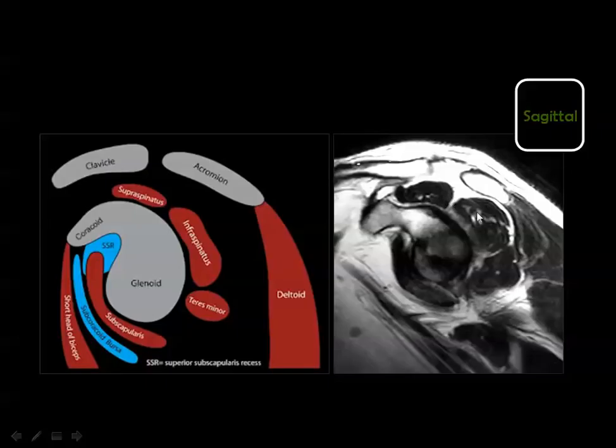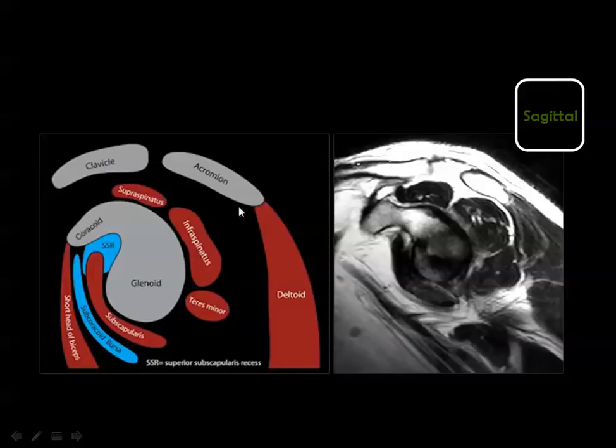Then next to it, the infraspinatus, and the third one is the teres minor. Then supraspinatus, infraspinatus, teres minor, and this is the deltoid, of course. And here you can see the subscapularis, which is located anteriorly.